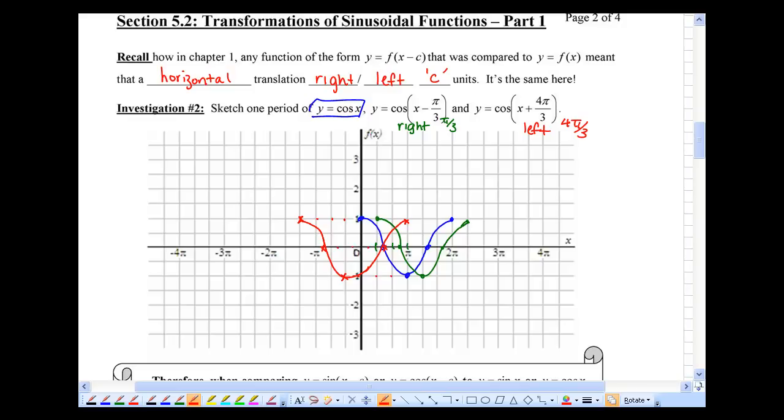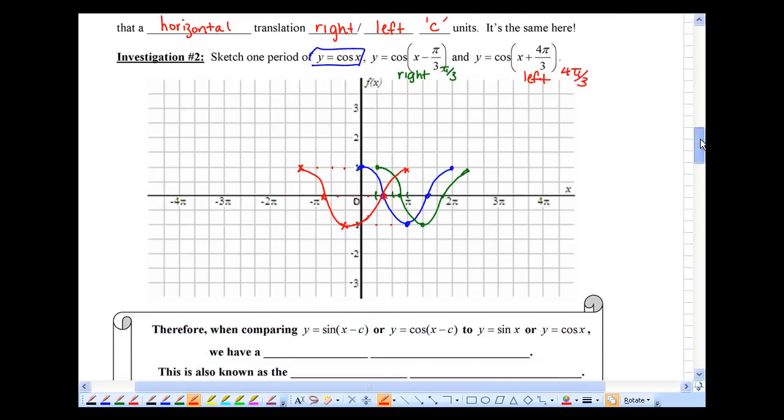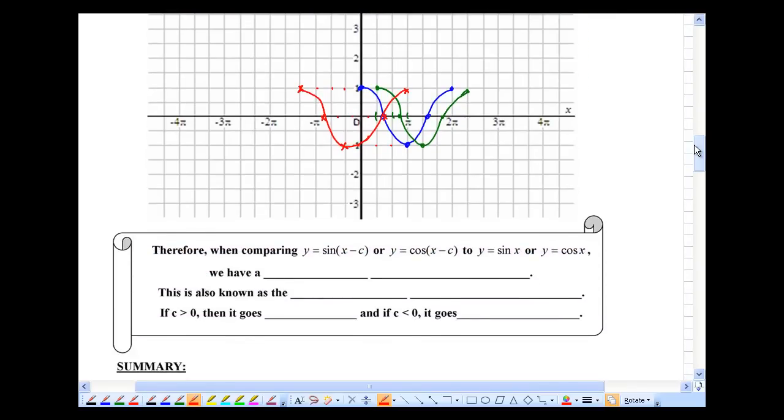Make sure you can label those in your notes so that you know which one's which, or, like me, use colors. Let's just quickly summarize this then. When comparing y equals sine of x minus c or y equals cosine of x minus c to the original graphs of sine x and cosine x, what do we have here? It's a horizontal translation. Now, once again, the trigonometry math people have a very sophisticated way of saying that. This is also known as the phase shift. Right? Shifting left and right.